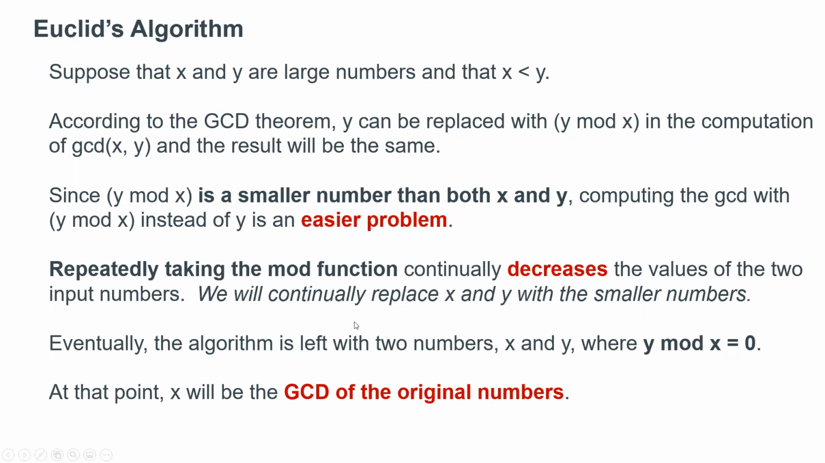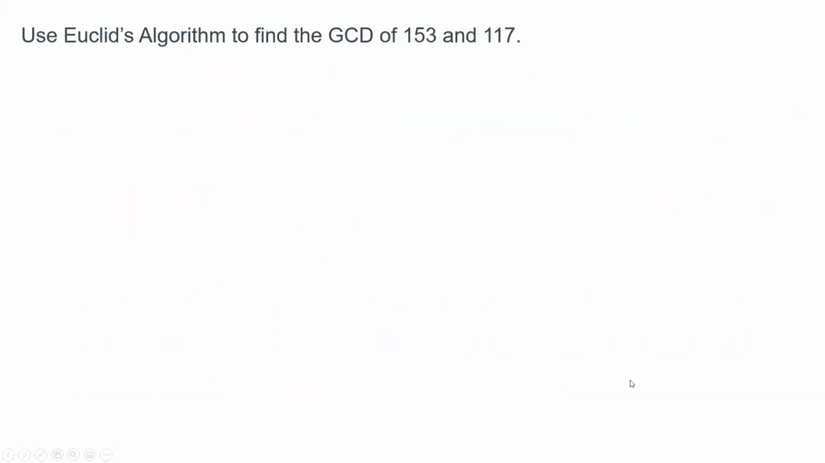Okay? So we've just talked through this, but you haven't seen it done. So don't worry if it still seems a little foggy. We're going to do it and you'll see that it's really pretty easy. So let's start with this. We're going to use Euclid's algorithm, and that's what we just talked about, to find the GCD of 153 and 117.